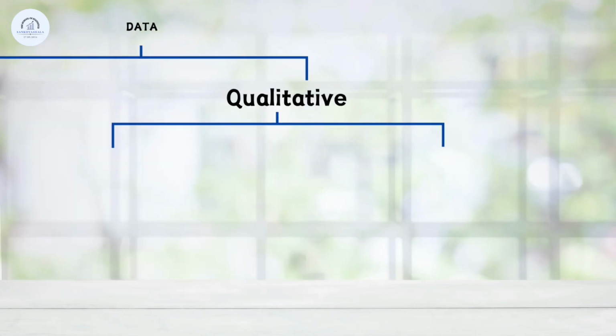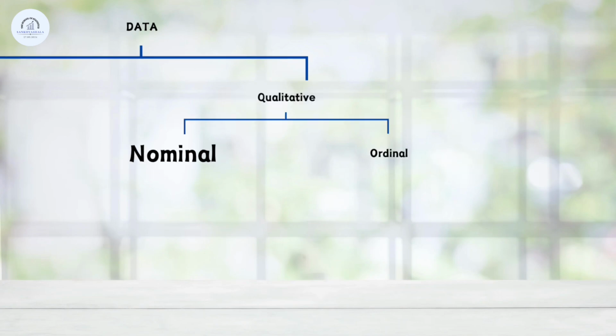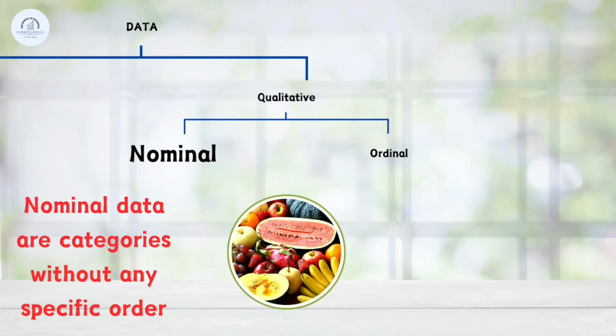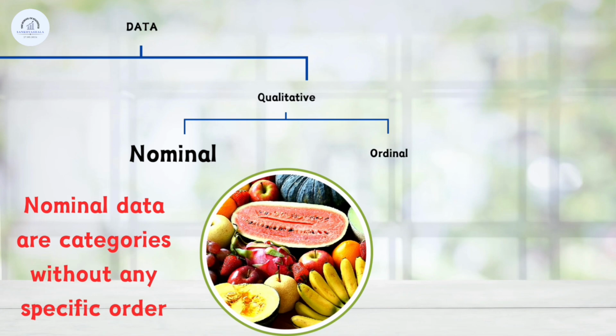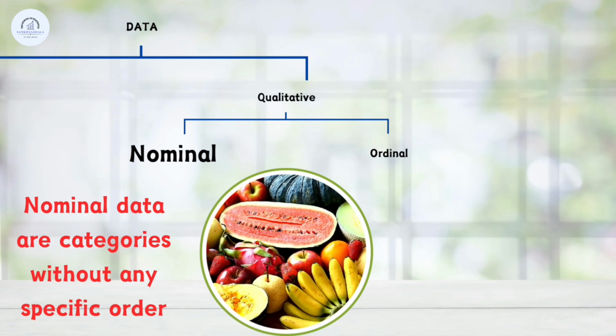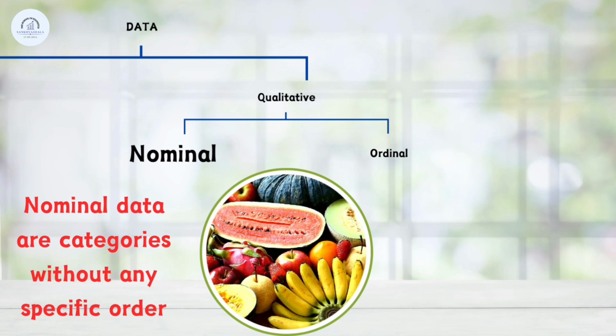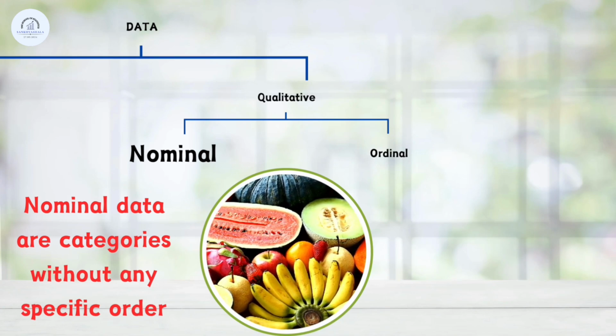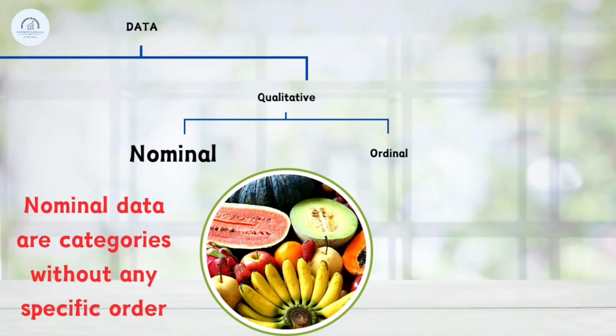Qualitative data can be further divided into two types: nominal data and ordinal data. Nominal data are categories without any specific order. For example, if you categorize people based on their favorite foods, apples, bananas, or oranges, there's no ranking or order between them. All these categories are simply labels.